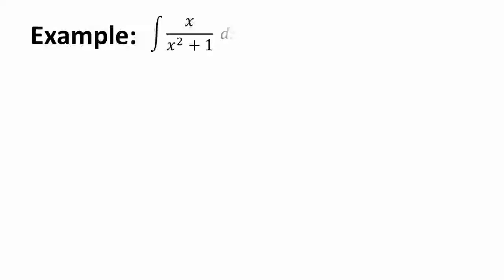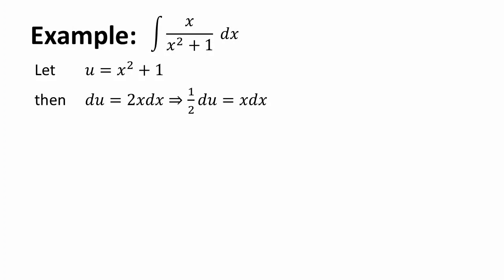Next example: integration of x divided by x square plus 1 dx. Let u be equal to x square plus 1. Differentiating with respect to x, du is equal to 2x dx. Dividing both sides by 2, 1 by 2 du is equal to x dx. Now put these values in the above function, which becomes 1 by 2 integration, replacing x dx by du and x square plus 1 by u. So we get the result 1 by 2 integration of 1 over u du.